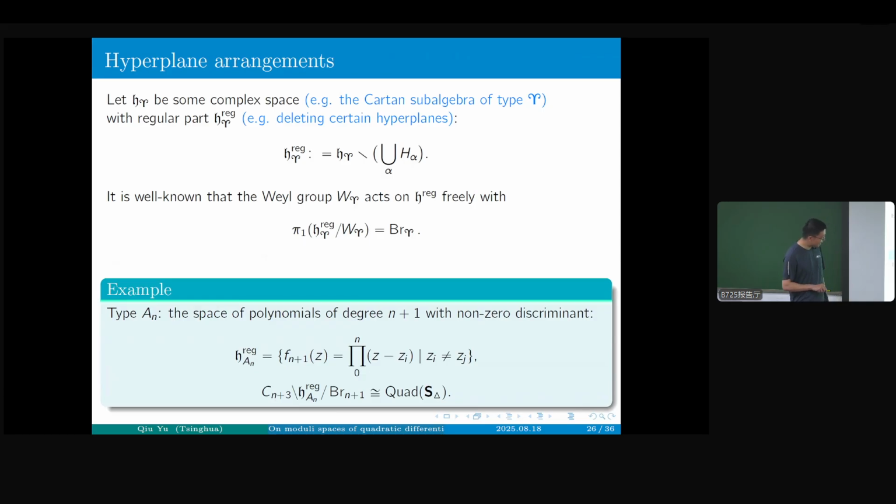And in fact, if you take the braid group, and you further take out some cyclic group, you will get the moduli space of quadratic differentials we mentioned in the first slides. So that's the link. Basically, this is only because the moduli space of quadratic differentials is more or less the space of polynomials.